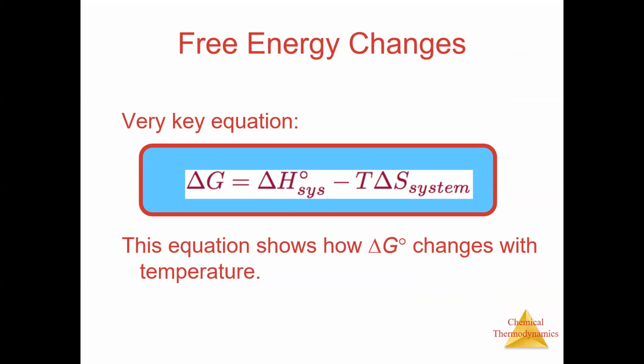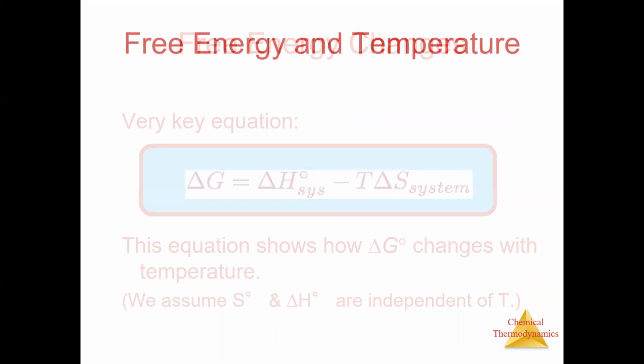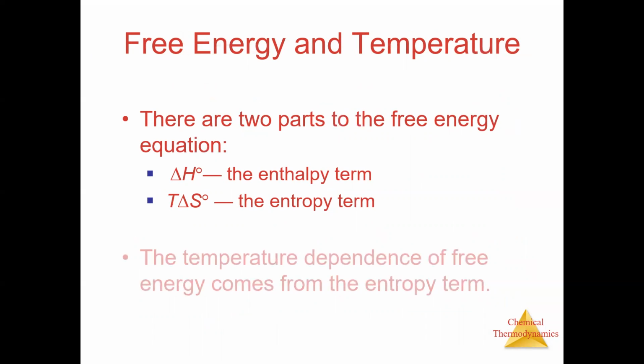This is the equation showing the relationship between the temperature and the change in Gibbs free energy. We assume standard entropy and standard change in enthalpy are independent of temperature. Two parts of the free energy equation: one is enthalpy and the other is entropy.